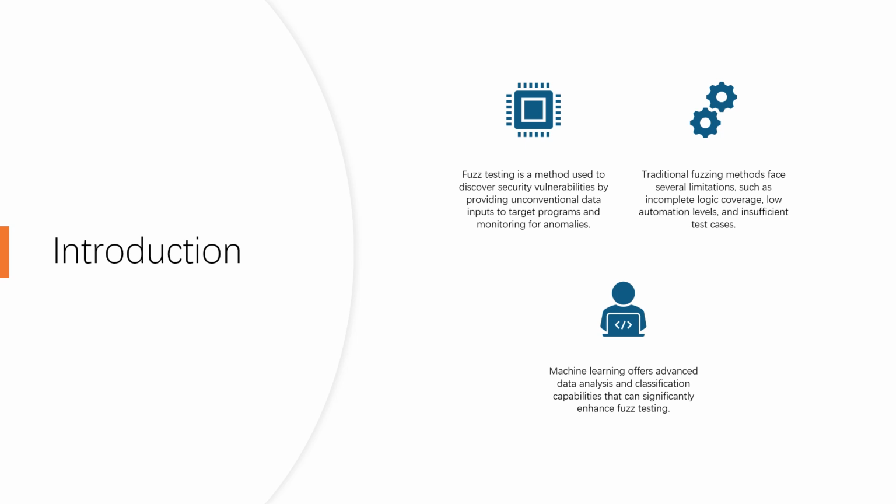Fuzz testing is one of the effective methods for vulnerability discovery. By providing unconventional data input into the target program, fuzz testing attempts to trigger anomalies, thereby revealing potential vulnerabilities. However, traditional fuzzing techniques have several limitations, such as incomplete coverage and low automation level. This is where machine learning comes in, offering advanced data analysis and classification capabilities that can enhance fuzz testing significantly.